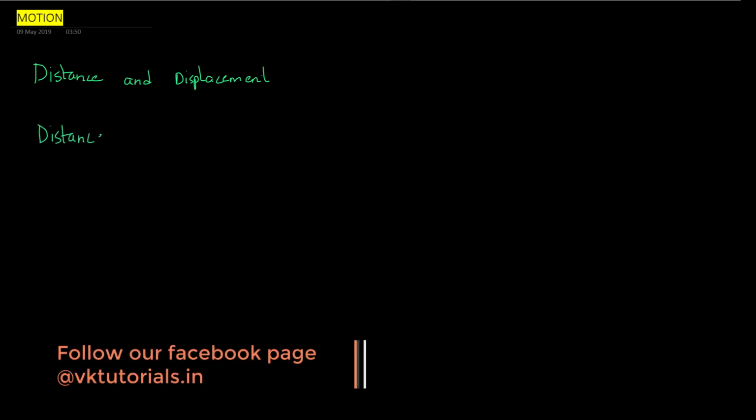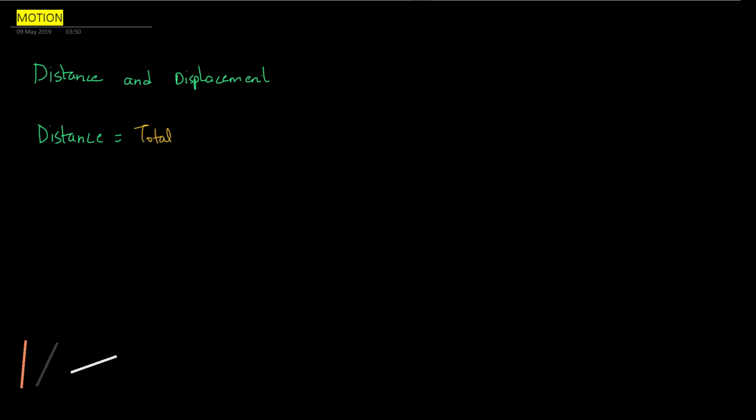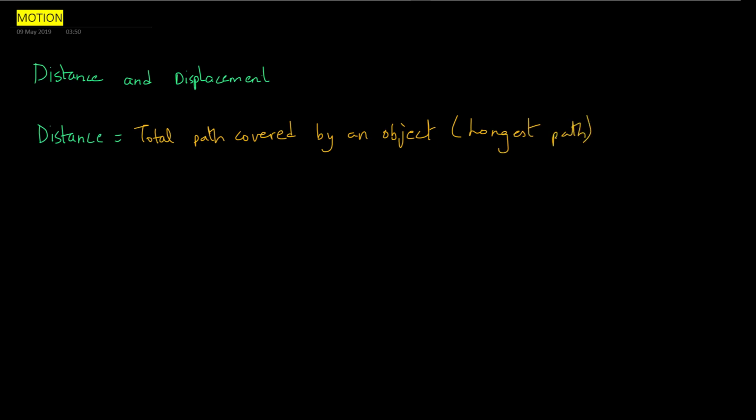Let's start with the basics. Now let's see some basics in chapter motion. First thing is distance and displacement. Let us write the definitions. The distance is the total path covered by an object, or you can also say the longest path covered by an object.